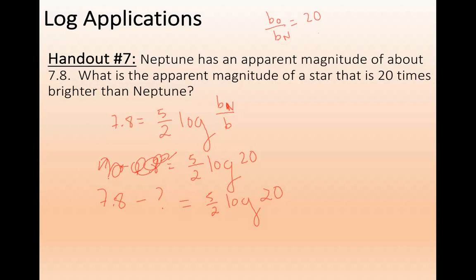So if I'm trying to isolate this question mark that I have, I'm going to end up with 7.8 minus 5 halves log 20 equals whatever it is. When I go ahead and actually do that, I end up with 4.547 is what it is, right? So what is the apparent magnitude? 4.587.